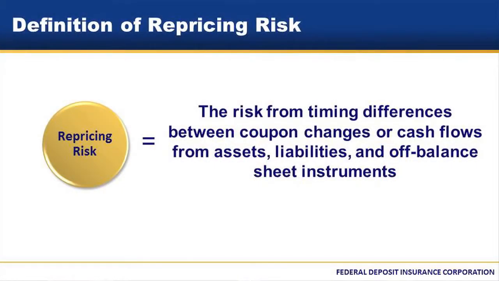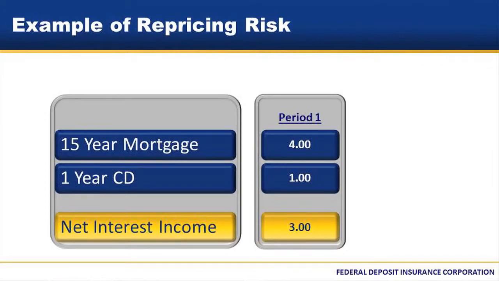The first and probably most intuitive is repricing risk. As you can read on the slide, this is the risk from interest rate and cash flow timing differences. Let's illustrate this with an example. For simplicity, let's assume a bank has one asset and one liability. The asset is a 15-year mortgage priced on the 10-year Treasury rate and funded by a 1-year CD priced on the 1-year Treasury rate. Today, the bank is earning a 3% spread.